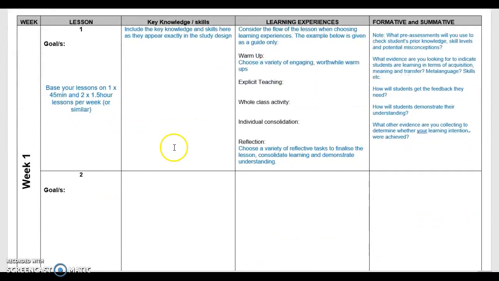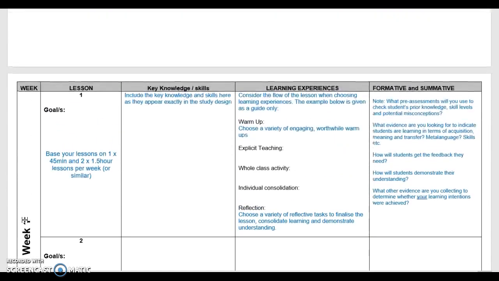Okay, so the actual unit template. We've got an example of week 1 and week 2. Now, you will obviously need to cut and paste if you require more than 2 weeks, and that will depend on your specialization and your area of study. We want you to follow this template of the lessons, the key knowledge and skills that you're going to cover in that lesson, the learning experiences, and the assessment. So thinking about how you're going to assess students each lesson.